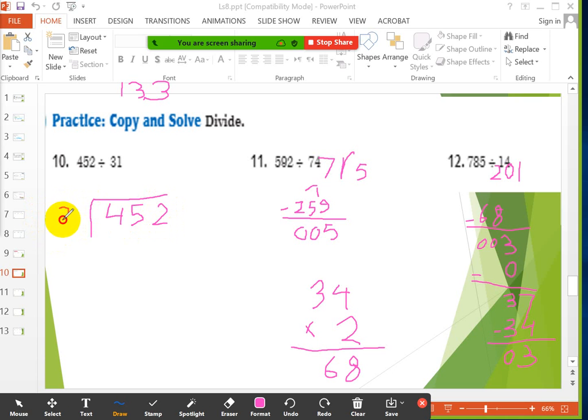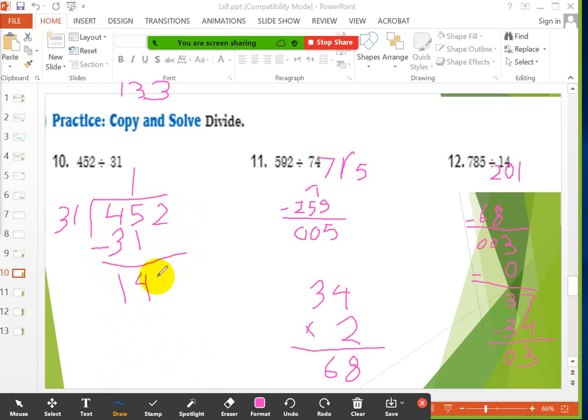452 divided by 31. Now I will start my division. 45 divided by 31. How many 31s in 45? I think just one. Yes. 1 multiplied by 31 equals 31. So it will be 31. 5 minus 1 equals 4. 4 minus 3 equals 1.